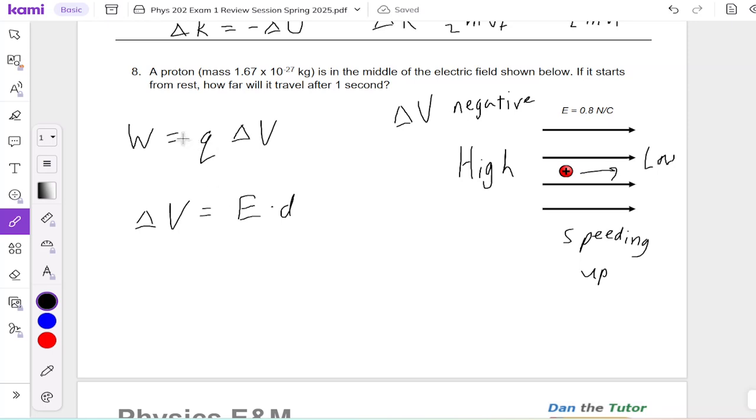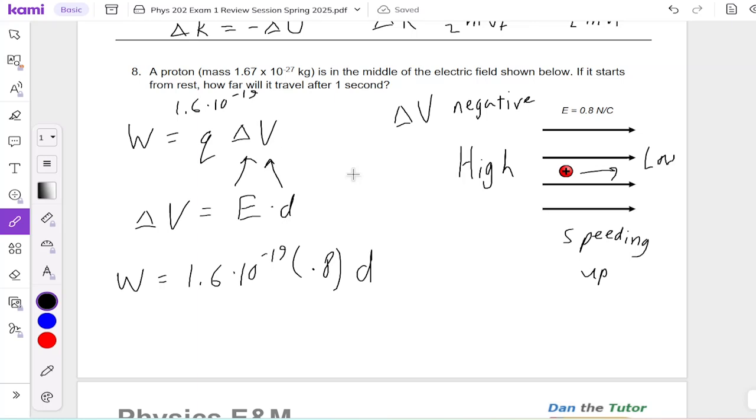So anyways, work, which I have no idea, equals Q. I do know Q. It's a proton. So 1.6 times 10 to the negative 19. And delta V is electric field times distance. So in other words, work equals Q, which is 1.6 times 10 to the negative 19, times delta V, which is electric field times distance. Electric field is 0.8. Distance is what I'm solving for, right? How far will it travel after 1 second? Fair enough.